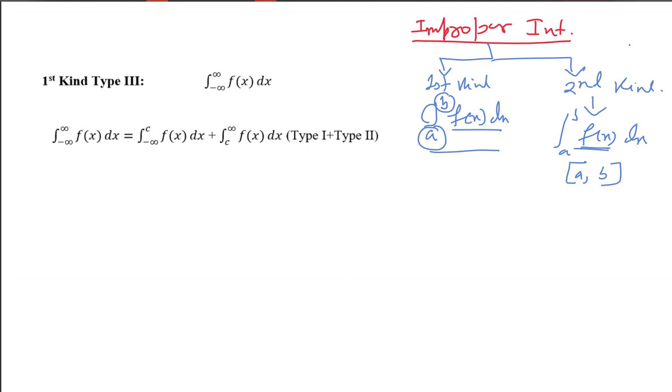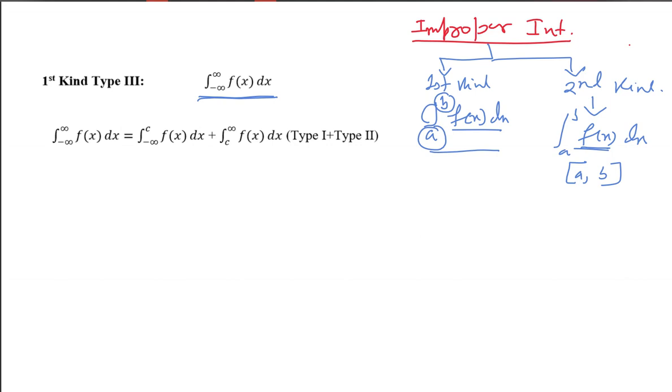And in first kind we have type 1, type 2, type 3. Type 1 and type 2 we have discussed. We will start with type 3. And in second kind we will have type 1, type 2, type 3, type 4, four types of improper integration. So one by one we are discussing all of this. Last day we completed the first kind, first type, and first kind, second type. Now the third type. It is actually a combination of type 1 and type 2.